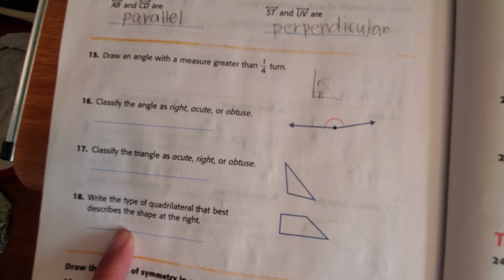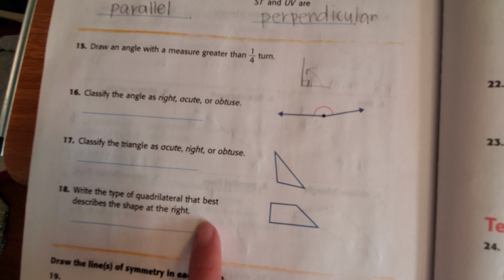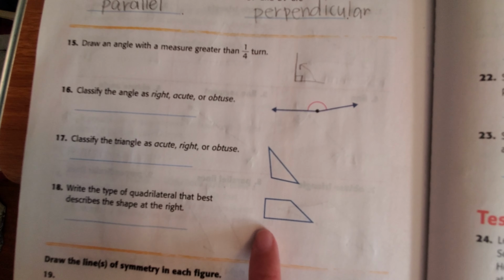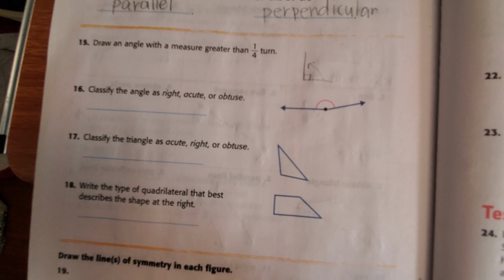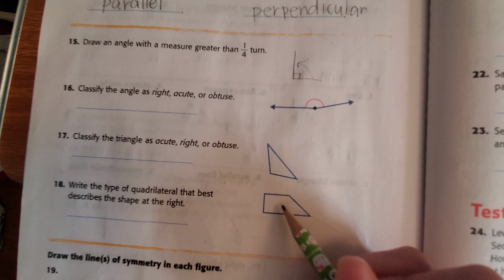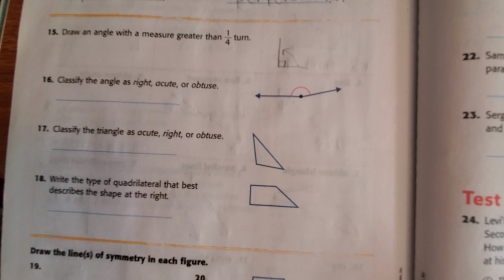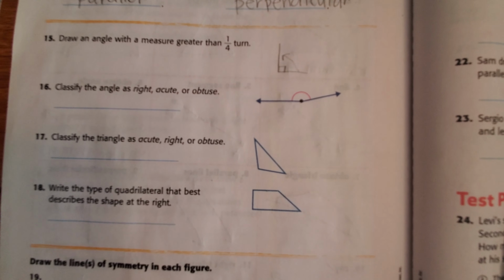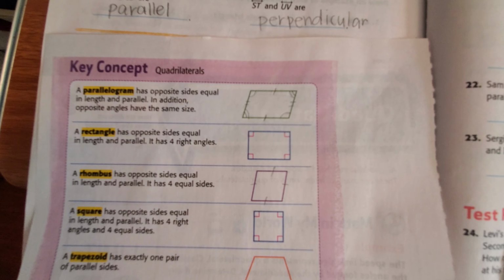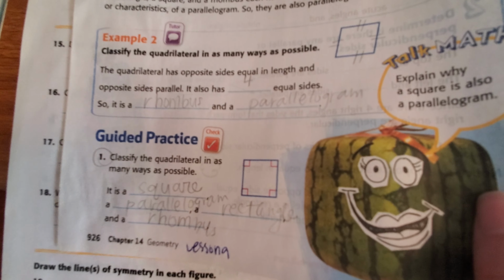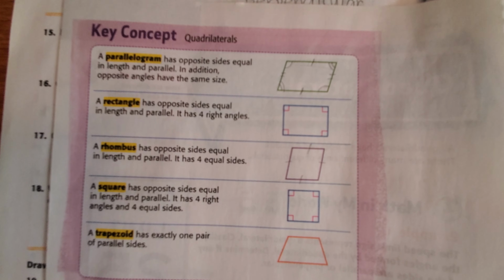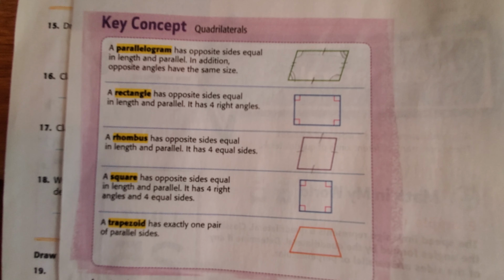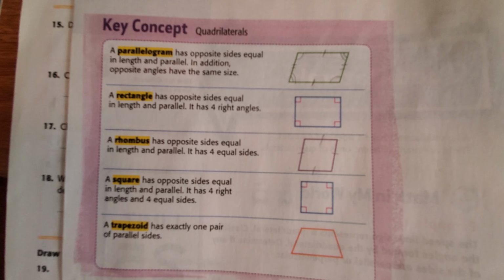All right, and then number 18, it says, write the type of quadrilateral that best describes the shape at the right. So these two lines are parallel. That is the hint, and you can find your key concept for quadrilaterals from lesson 9, page 926. You can pause the video if you need to take a look at this chart.